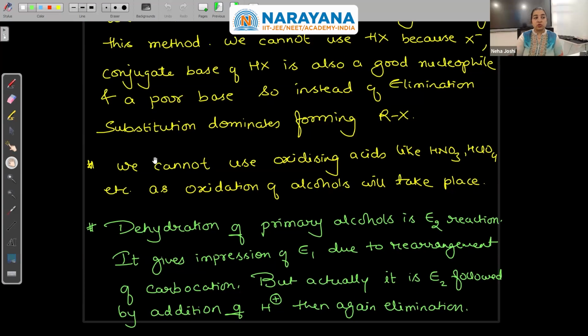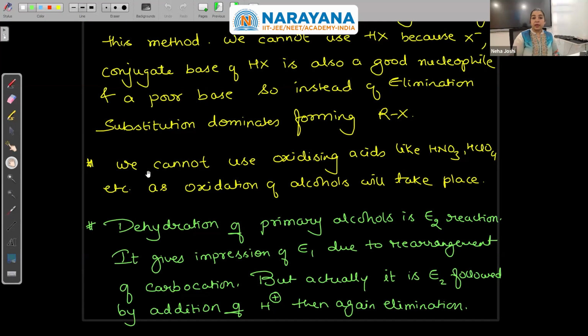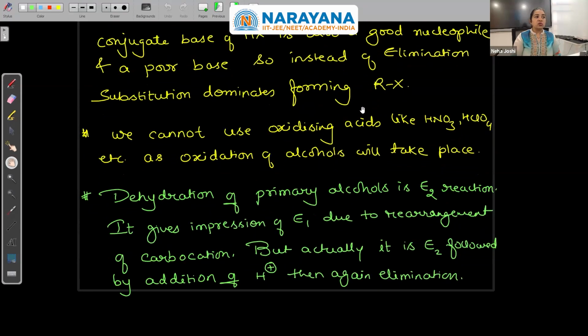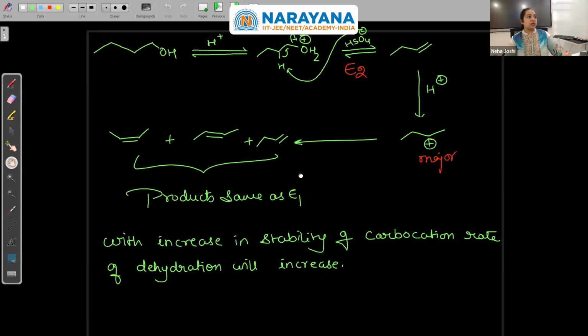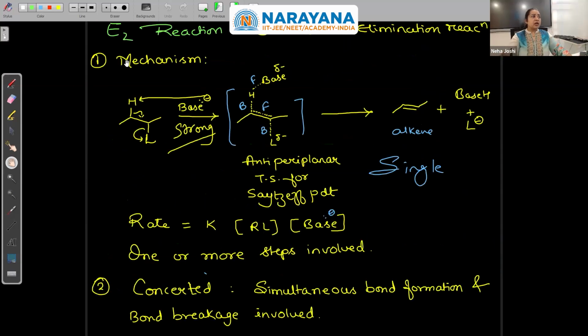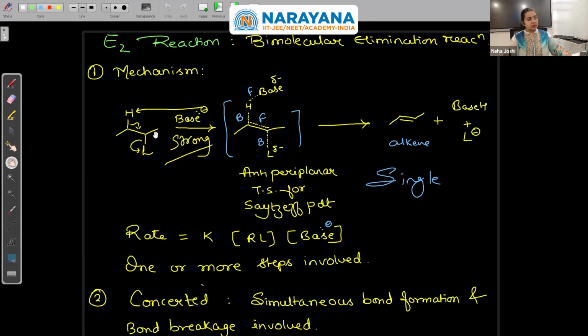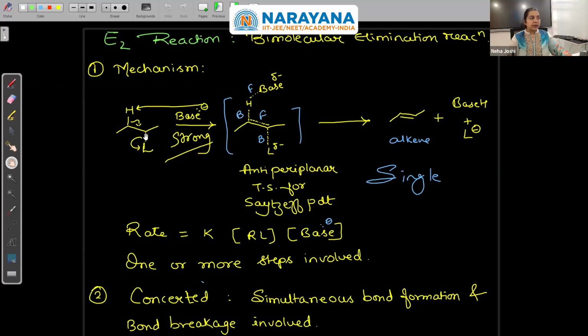Whereas with H2SO4, H3PO4, the conjugate bases formed are poor bases as well as poor nucleophiles. So we'll have elimination products dominating. We cannot use oxidizing acids like HNO3, HClO4, etc., because they can cause oxidation of alcohols. That also we cannot. Okay, E2 mechanism, yes, alkenes can be prepared by E2.